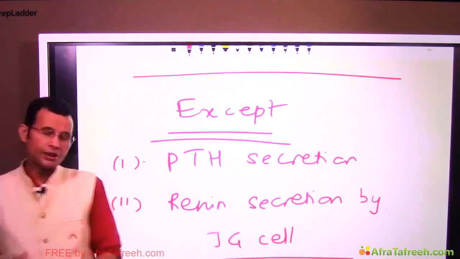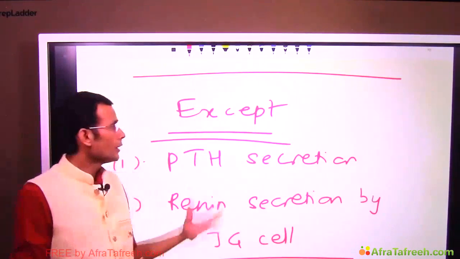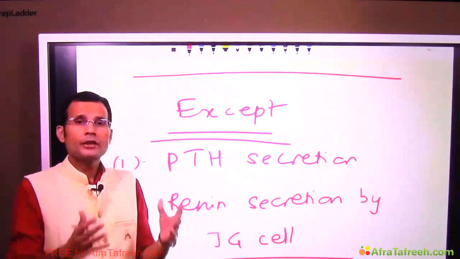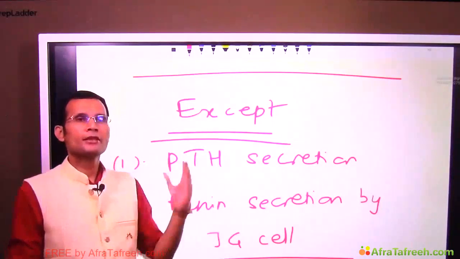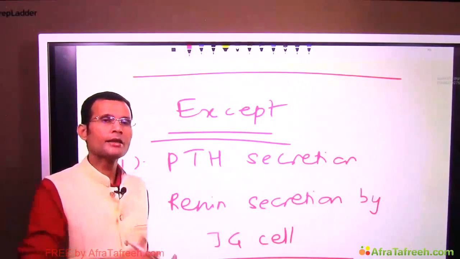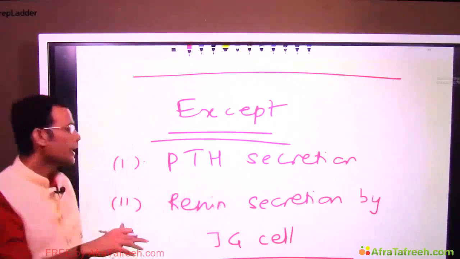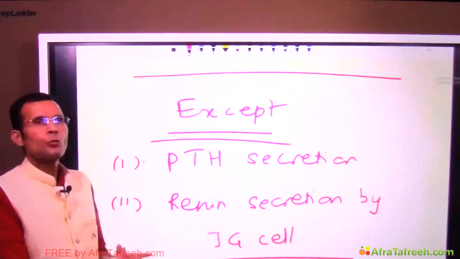Renin secretion by the JG cell also happens by a decrease in intracellular calcium. What I mean is, first there is a decrease in intracellular calcium, and that leads to release of renin by the JG cell. When is renin needed?